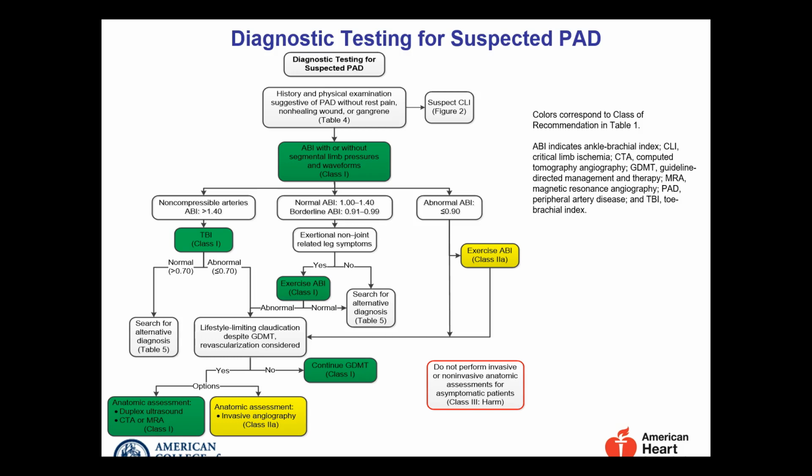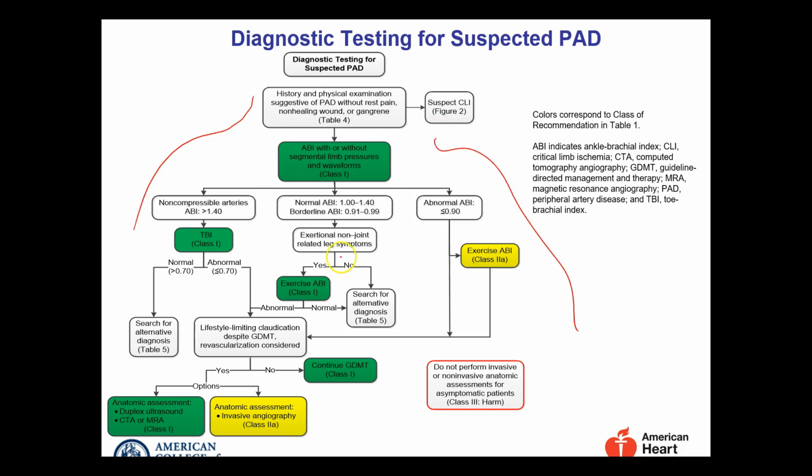So here's a nice little algorithm we all like, or at least most of us like algorithms. This is diagnostic testing for suspected PAD. So you did your history, your physical, and they're in the risk factors, and they're having symptoms. Maybe they're just having risk. They have high risk factors. This brings you right down the line on what to do.